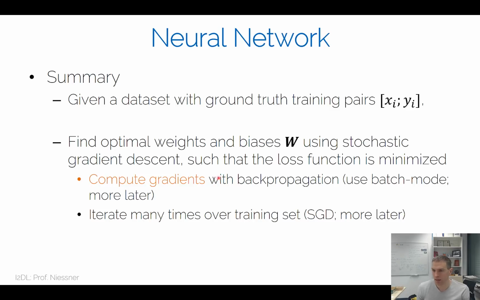And there's a couple of terms on this slide that will guide the next few lectures. We're going to talk about computing gradients. We're going to talk about backpropagation. Backpropagation is a way to do that. There's a batch mode thing. There's something we call batches, how we compute gradients. We don't compute them on the entire data at once. We compute them in parts. We iterate many, many times over the training set. There's a thing called SGD. That's what I mentioned. This is stochastic gradient descent. This is the optimizer of choice that we're going to use once we have computed the respective gradients.